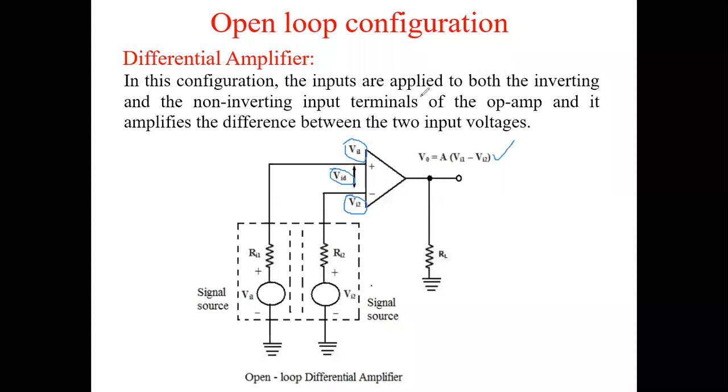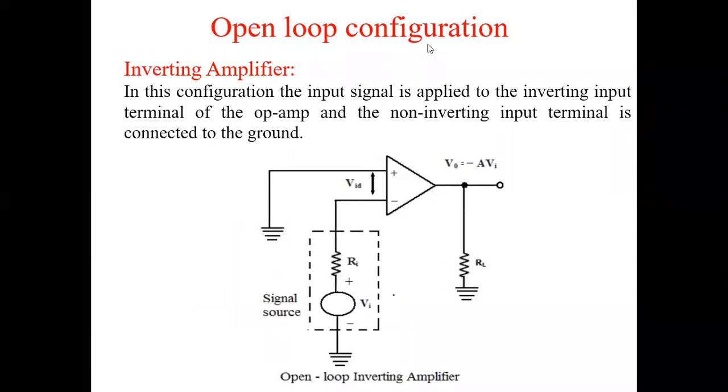Now we will see the inverting mode. In the inverting mode, the input is given to the inverting terminal, that is the minus terminal, and the non-inverting terminal is connected to the ground. Therefore, the plus terminal is at 0 and the inverting terminal is at voltage Vi.